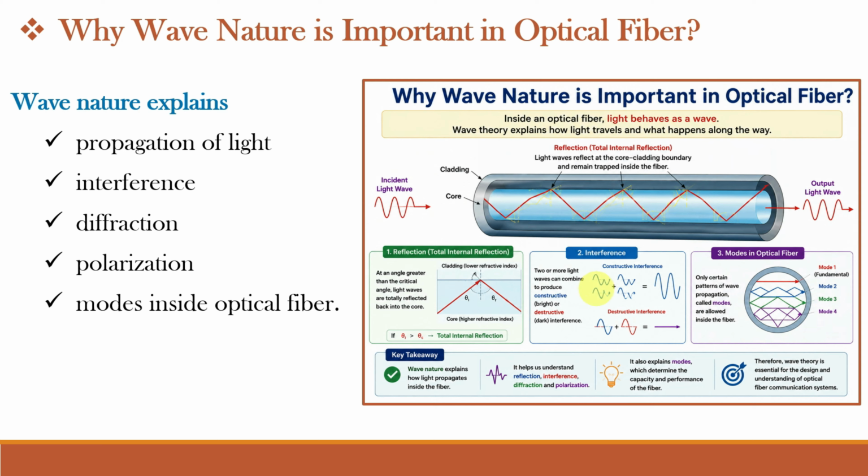It also explains interference, where two light waves combine and make the light stronger or weaker. Diffraction explains how light bends or spreads around small openings or obstacles. Polarization describes the direction in which the light wave vibrates. Also, the wave theory explains modes, which are different paths or patterns in which light can travel inside an optical fiber. And we will study each of these concepts in detail as we go ahead in this syllabus.